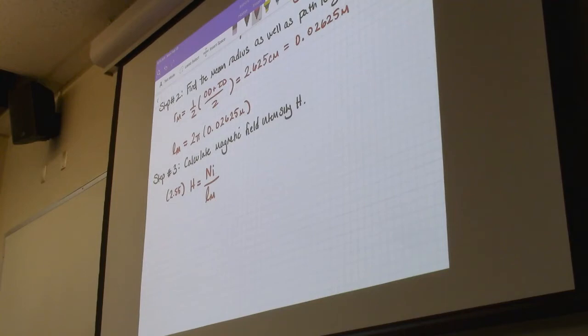And so this equation is going to apply only for this case, where this symmetry exists. Because we have the toroid, we have the symmetric distribution of a magnetic field within the toroid.